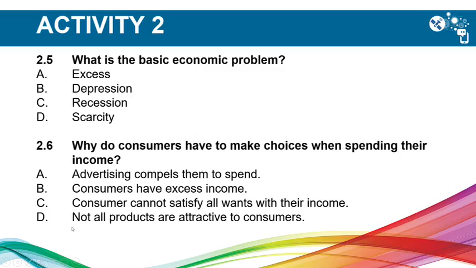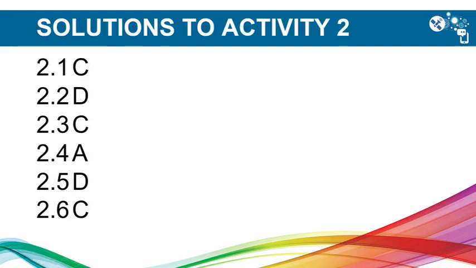Okay, right. So out of these 4 given, advertising does send people to go and buy, right? Sometimes people have a little bit of extra income and they can spend a little more, not all the time though. And yes, it is true that not all products are attractive to consumers, but that's not the reason why we have to make choices. The reason we have to make choices is because consumers cannot satisfy all wants with their income, right? Our income is limited and our wants are unlimited. Right, and there are the solutions given.